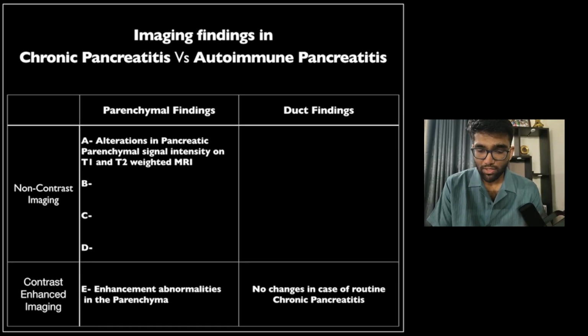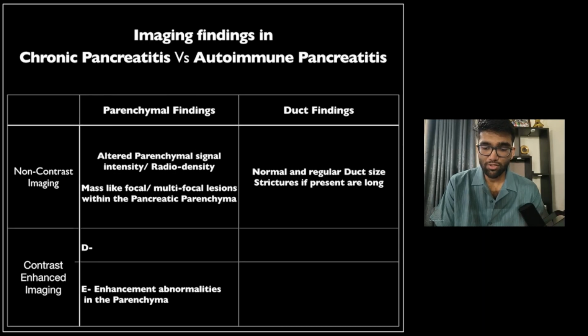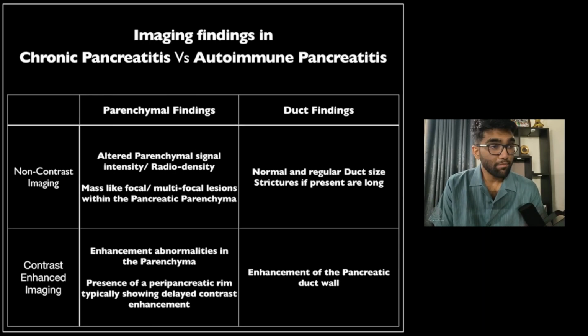So we can rearrange our changes in terms of autoimmune pancreatitis as follows. Essentially, we can replace this framework with a new framework. That is, we find the same alterations in parenchymal intensity or radiodensity, but we may have mass-like lesions within the pancreatic parenchyma. However, there is no tissue contracture. Similarly, we will have the same enhancement abnormalities and we may get some enhancement of the pancreatic duct. However, the duct is usually normal in size, and if there is a stricture, the stricture is long and, as we'll see, multifocal.